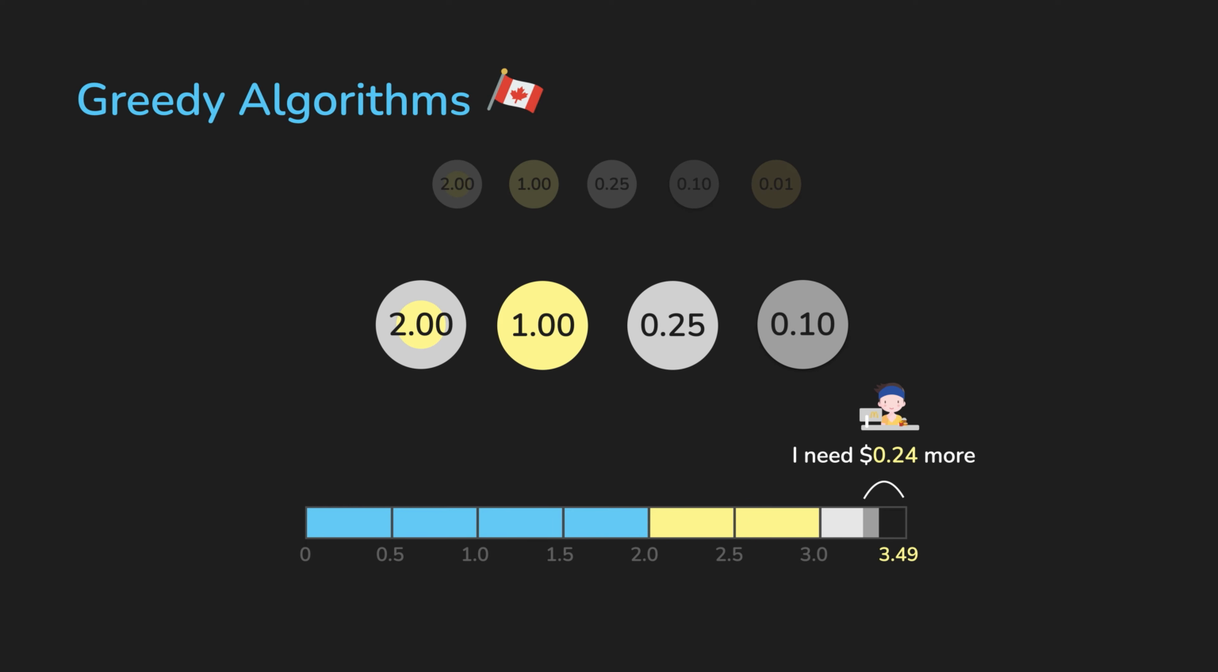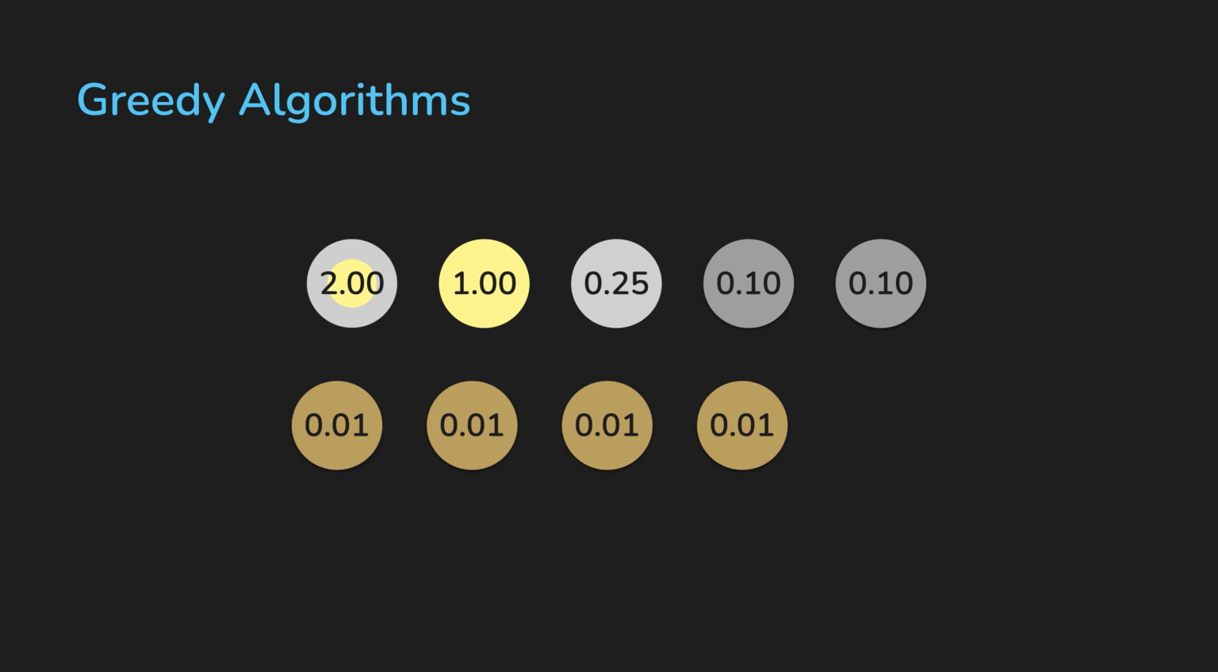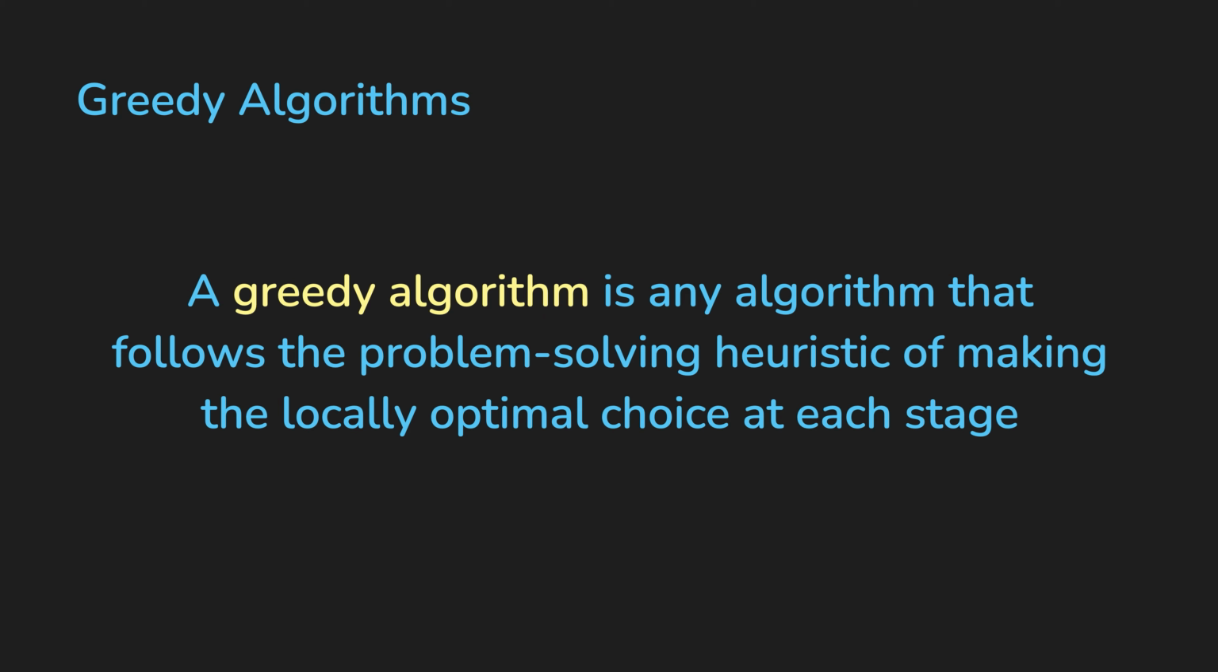Next highest coin is the dime, which is 10 cents. This time, I can use 2 of them for 20 cents. So I use 2 10-cent coins, and now I have 4 cents left. With 4 cents left, I can only represent them using 4 individual pennies, each worth a cent. So the coins I have now are 1 $2 coin, 1 $1 coin, 1 25-cent coin, 2 10-cent coins, and 4 1-cent coins. So we get a total of 9 coins. And that is actually the best solution, which minimizes the number of coins to represent that total. This strategy I did was called the greedy algorithm.